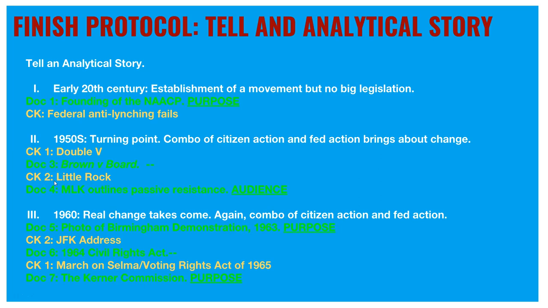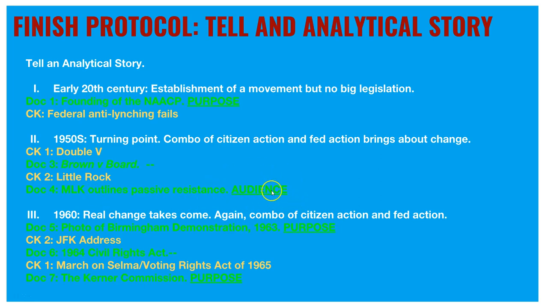CK2, Little Rock. Yeah, that's a great example of the federal government taking an action, which, again, is one of the points of, I think, my whole paper. And then document 4, MLK, he outlines this strategy that, hey, we're going to be peaceful. We're going to stick to core democratic values, and we're going to be peaceful, but we're going to push to bring about change. And I'm familiar with this document. When he writes it, he's really writing it to white America.